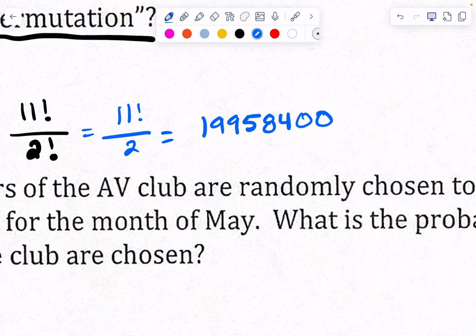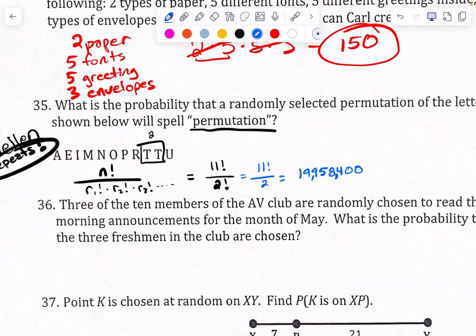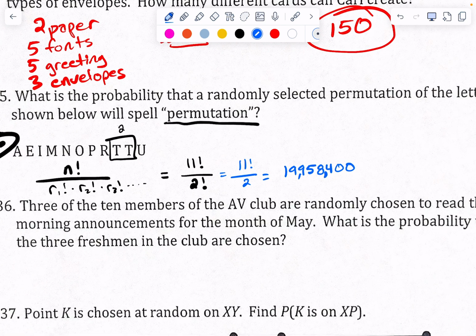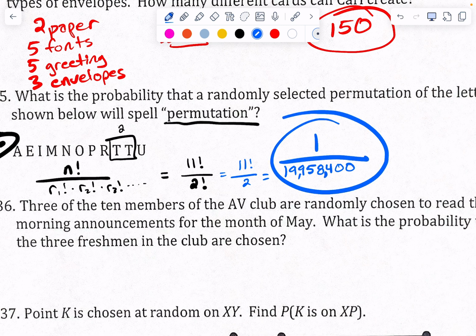So 19 million? Yep. Something like that? Okay, what is the probability? If I put these letters into a hat, what is the probability that I pull them out to spell the word permutation, exactly? 1 over that. There's only one combination that spells permutation exactly, because we've deleted out the repeats, right?